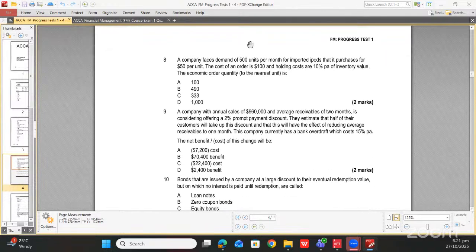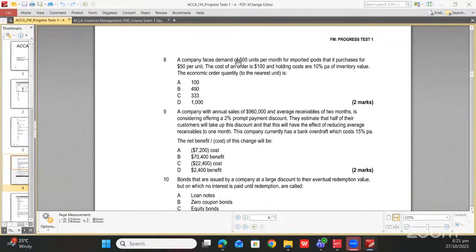Now question 8. If y'all didn't do it, y'all can do it right now. 2 marks. So it's EOQ. Based on the information, the EOQ is the square root of 2 COD over CH. CO being the cost per order, D being the annual demand, and again I repeat, the annual demand, not the daily, weekly, monthly, or quarterly demand. No, the D is the annual demand. And then divided by the holding cost per unit.